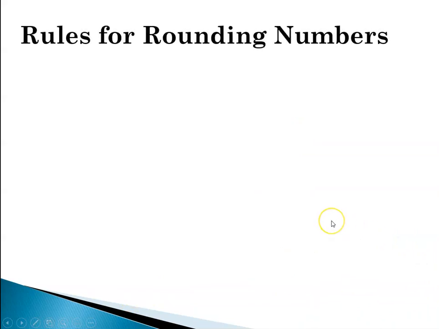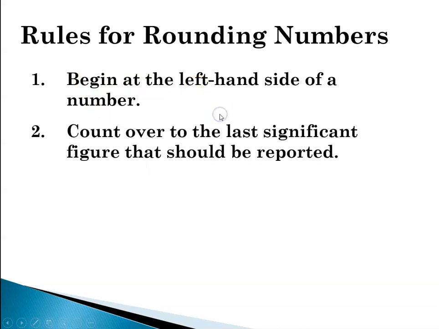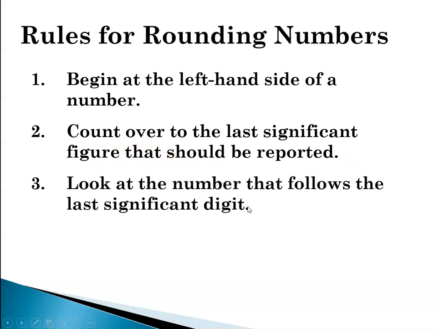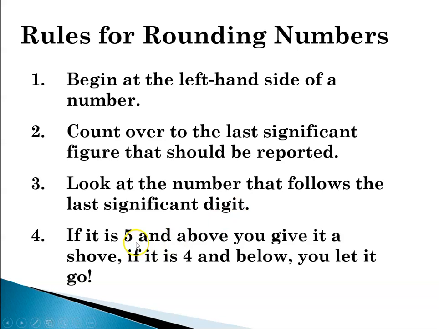Now, before we start talking about significant figures and how they are counted when you're doing a calculation, let's remember rules for rounding. So when you're rounding a number, you always begin at the left-hand side of the number, and you count over to the last significant figure that should be reported. So if you should be reporting two or three significant figures, you would count to that last digit that should be reported. And then you must look at the number that immediately follows that last digit. And the rule that you learned when you were in elementary school still applies. If that number is a 5 and above, you give it a shove, and if it's 4 and below, you let it go.